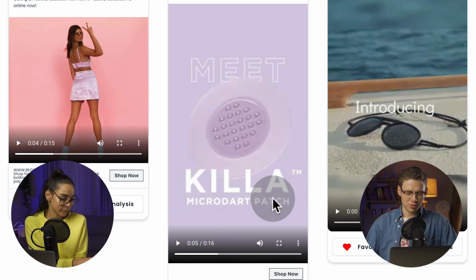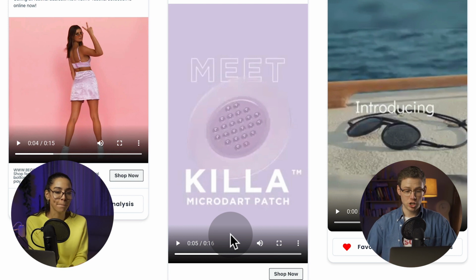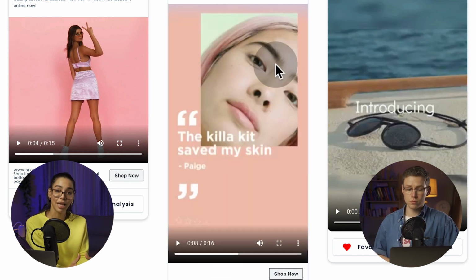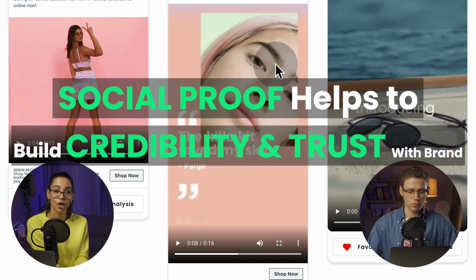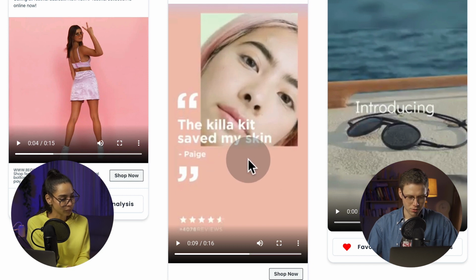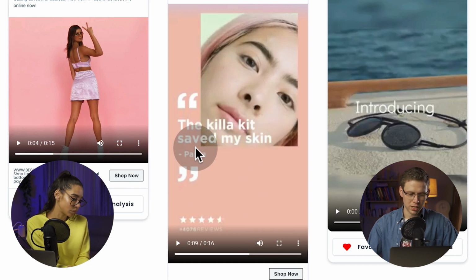I love the element of CGI. It really adds this tech aspect to it, making it feel like a new solution on the market. So next we have an element of social proof. It helps build credibility and overcome customer doubt. As you can see here, we have a quote from Page. I like that they put the name here. The name always adds an extra element of credibility.